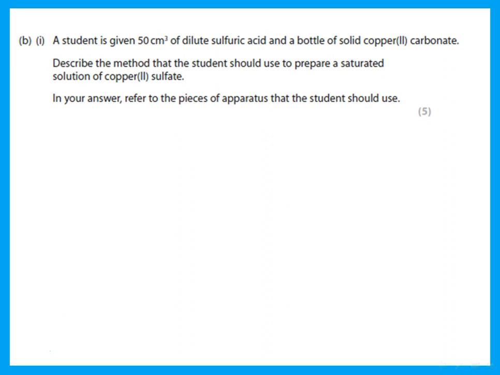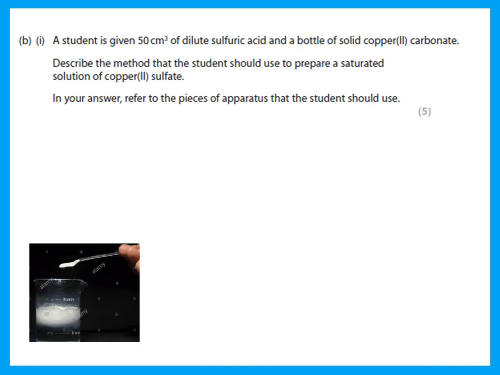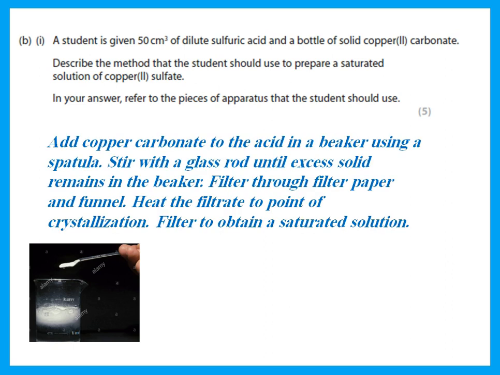So how do we do this? We're starting with solid copper carbonate, so we're supposed to explain the method called the neutralization method. So how do we do that? We put the solid copper carbonate into the acid in a beaker using a spatula. Then we stir with a glass rod until excess solid remains, and then filter. We filter to get rid of the excess solid.